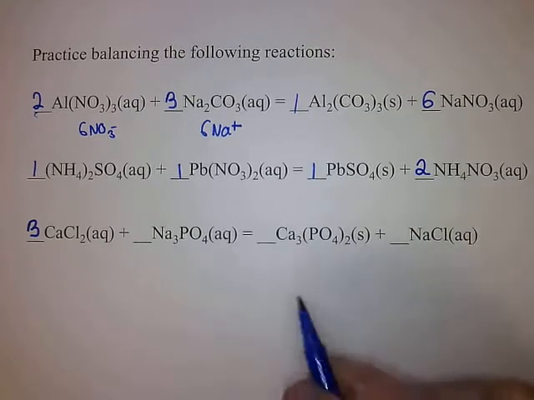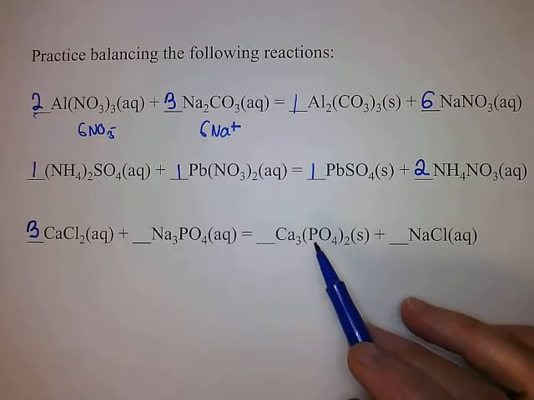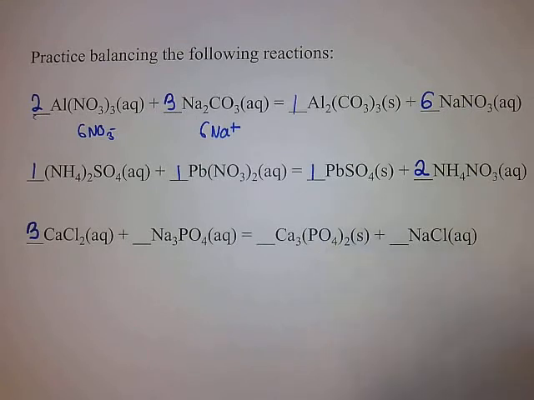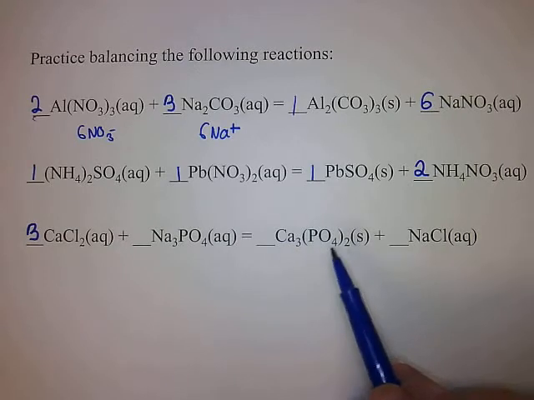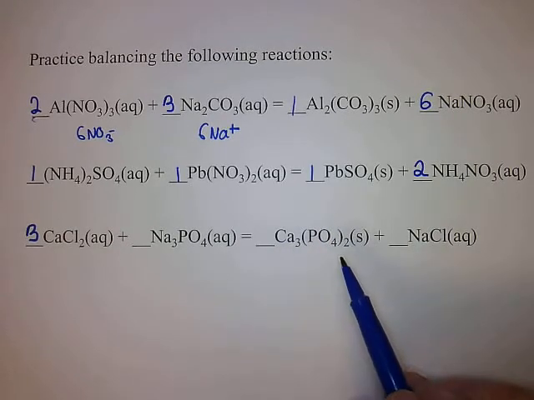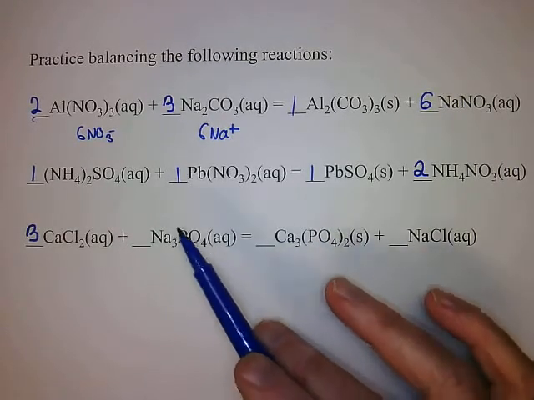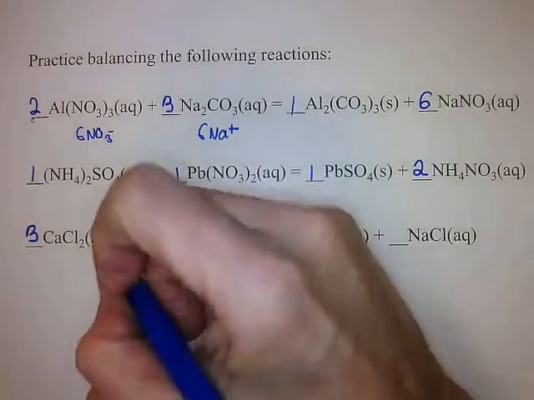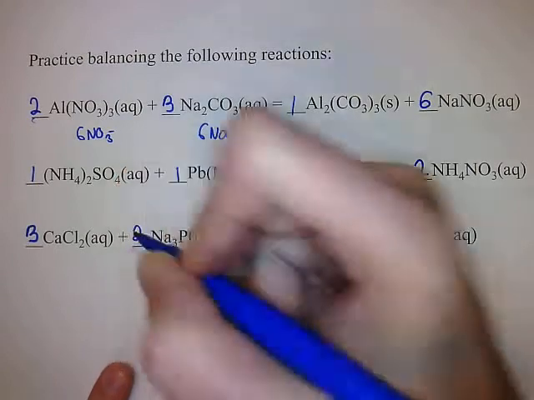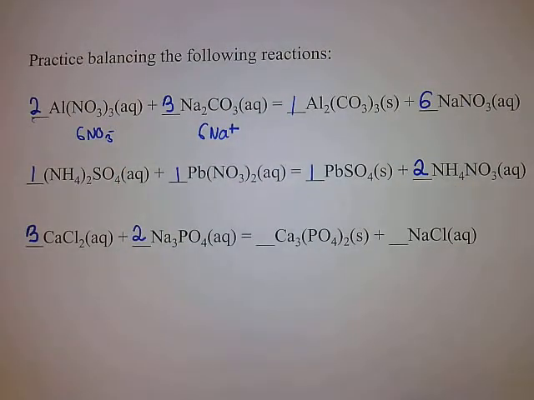Okay. And what about our phosphates? We have 2 phosphates here, right? Because we have 3 calciums and 2 phosphates, and there's only 1 phosphate in sodium phosphate. So what are we going to put there? We're going to put a 2 in front of the sodium phosphate.